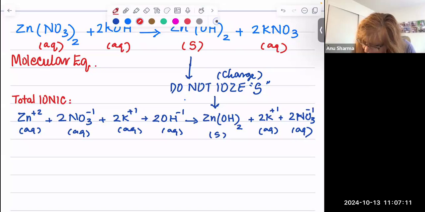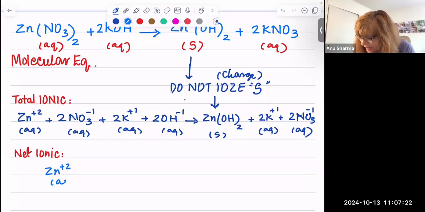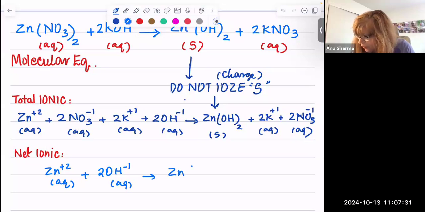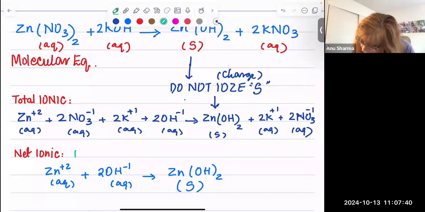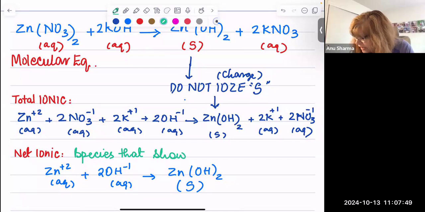And the last comes the net ionic. Net ionic is the ones that only show the change of phase. So we see zinc plus 2 state aqueous is reacting with 2OH minus 1 charge aqueous, and this gives you Zn(OH) whole twice solid. This is the net ionic equation, the ones that show the change of state. So you're going to write down all the species, whether it's ions or not, all the chemical species that show change of state.